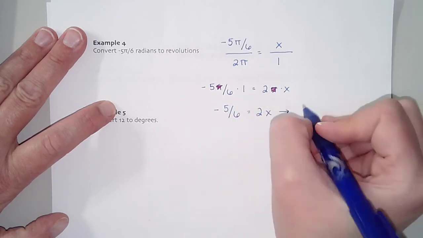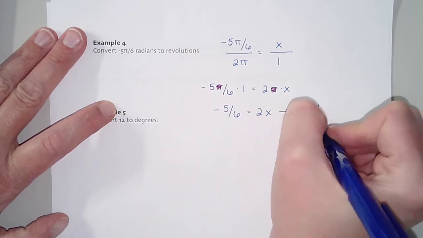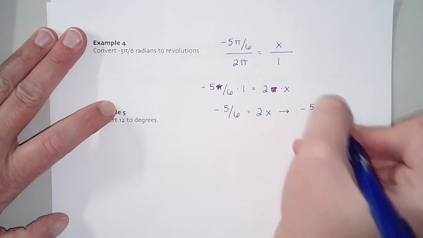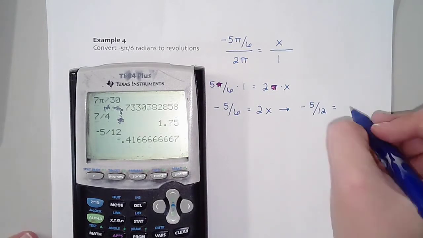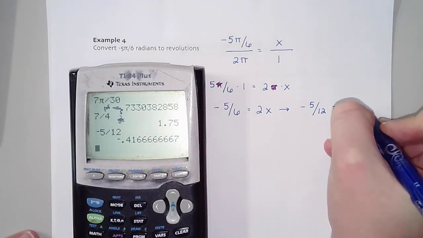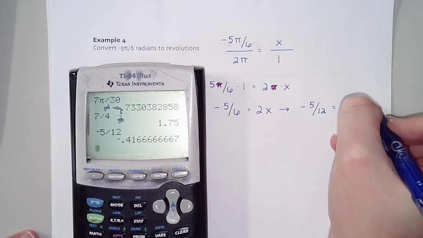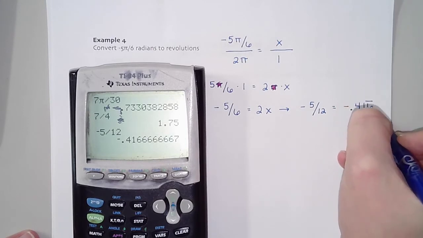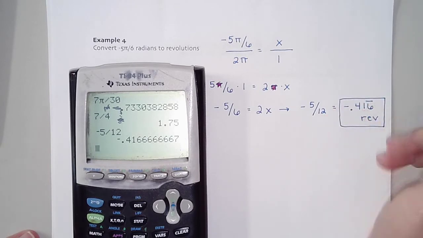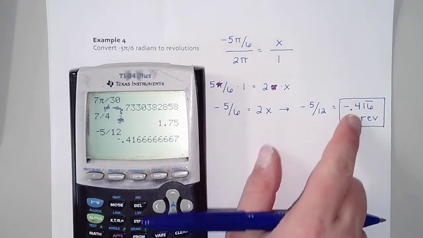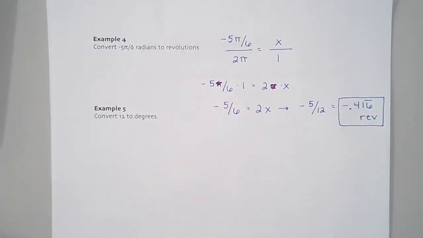Divide by 2, and I really end up with negative 5/12, which is equivalent to, as a decimal, I think it's going to be ugly. Yeah, negative 0.416 repeating revolutions. All right, so if I were to tell you to turn around the circle negative 5/12 of a time or negative 0.416 revolutions, I think either one of those is going to throw you for a loop, but it's the correct answer.